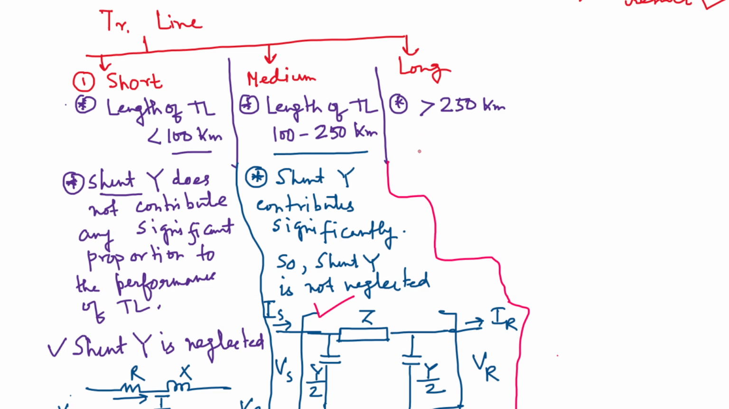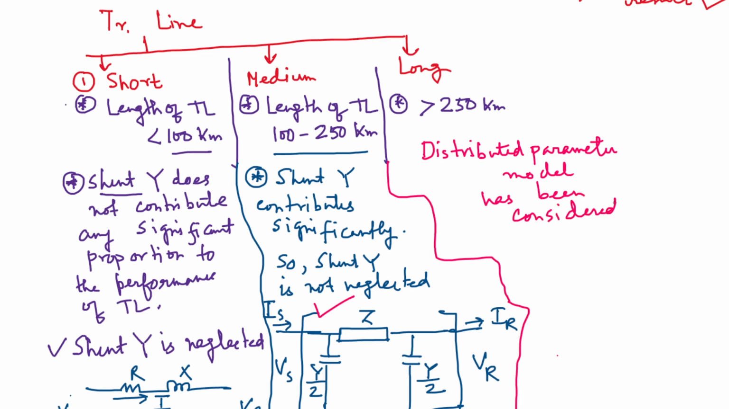In case of a long transmission line, as the length is very large, to get an accurate result, the distributed parameter model is always considered. What is the distributed parameter model?